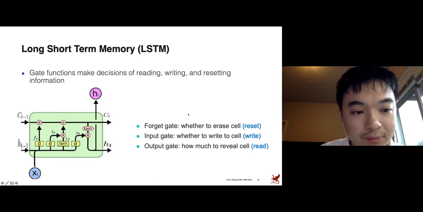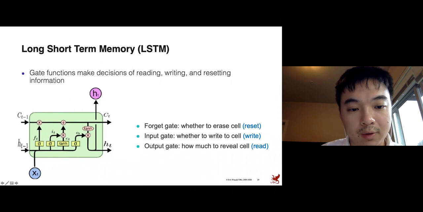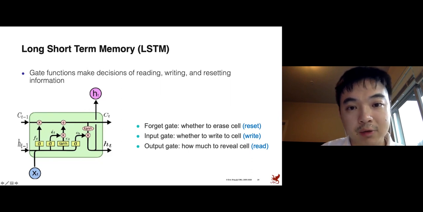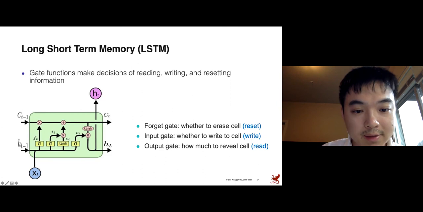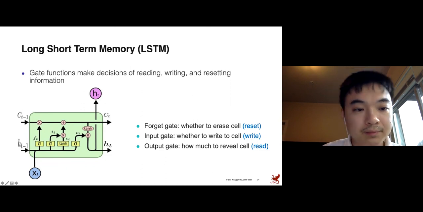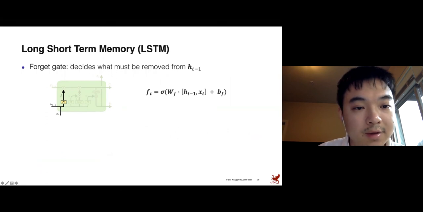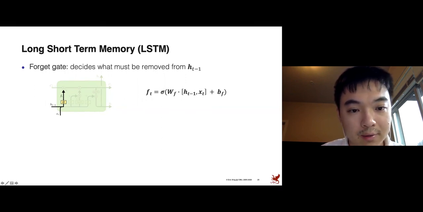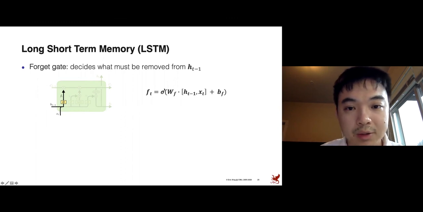So these forget gates will determine whether I want to erase the information from the previous cells. And the input gates determine how much information we should write into this particular cell based on the input, and the output gates determine how much information we should reveal to the next step. So forget gates decide how much we want to remove from the last step with this computation. So sigma here is an activation function, which captures the magnitude of the information we want to remove.